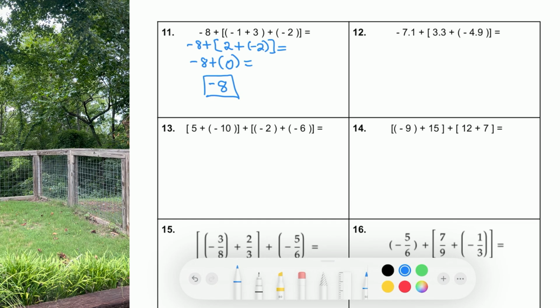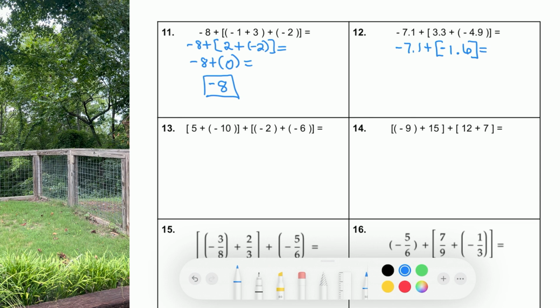We have decimals here. It's not going to be that bad. We just need to deal with the innermost parentheses first, the bracket. And that is a positive 3.3 plus a negative 4.9. They're different signs, so we're going to subtract them and take the sign of the greater. So 4.9 minus 3.3 is 1.6. The 4.9 is greater, so I'm going to keep the negative.